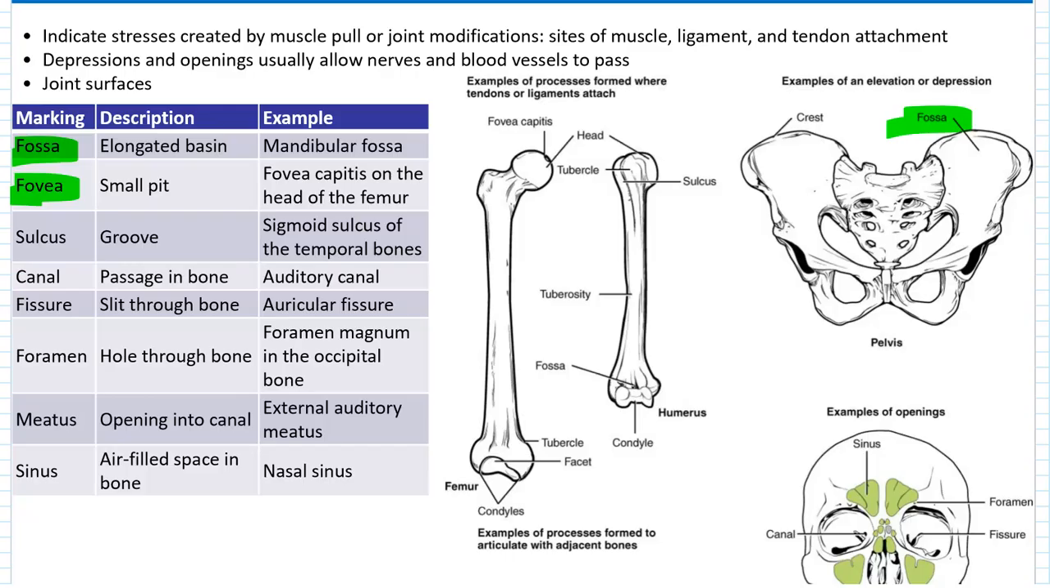Okay, and then we have depressions and openings, like fissures, sulcus, canal, fissure, foramen, meatus, sinus. Now, will I be asking you to match the term and the definition? Not really. I want you to have functional understanding. So, let me give you an example.